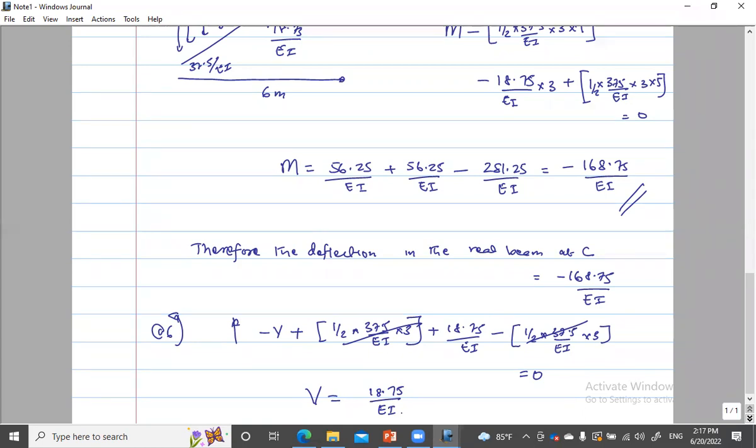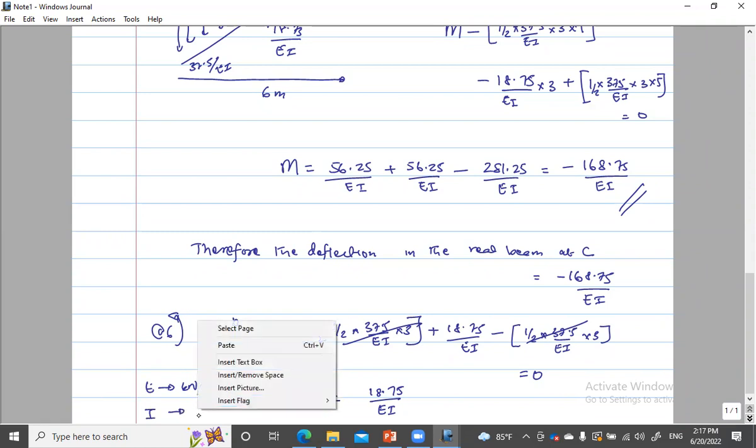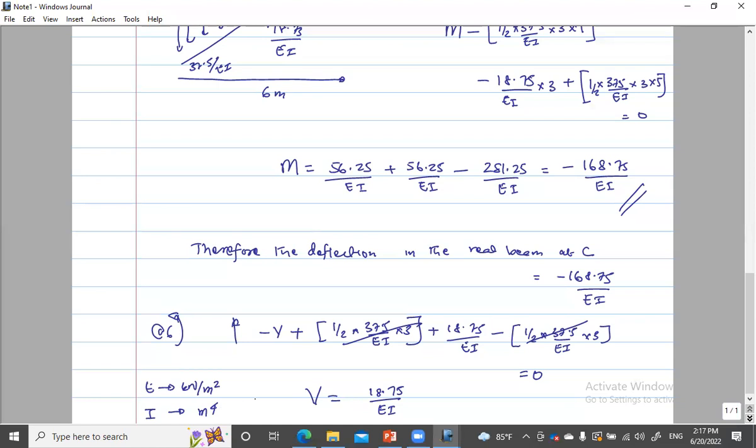If you substitute the values now, you have to be very, very careful that E should be in kilonewton per meter squared, and I should be in meter to the power 4. Otherwise, you will get a very wrong answer. Because load is in kilonewton and length is in meter, our calculation is in kilonewton and meter. So when you substitute E, it should be kilonewton per meter squared, and I should be meter to the 4.